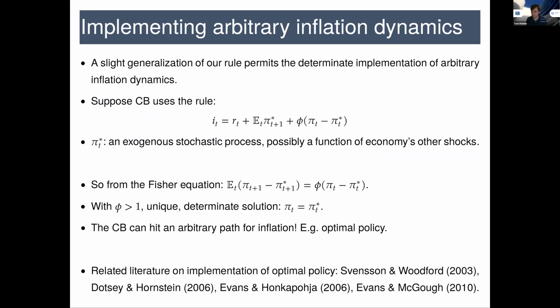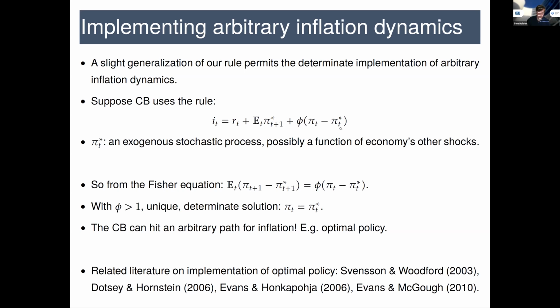So we can still further generalize these rules. The first thing we can do is to specify a process for the target of inflation. Pi t star is going to be an exogenous stochastic process, possibly a function of the economy's other shocks, that the central bank is going to decide. So the central bank has a target for inflation, pi t star. And we're going to consider a rule of this form: i is r plus the expected value of the target next period plus phi times the gap between current inflation and its target.